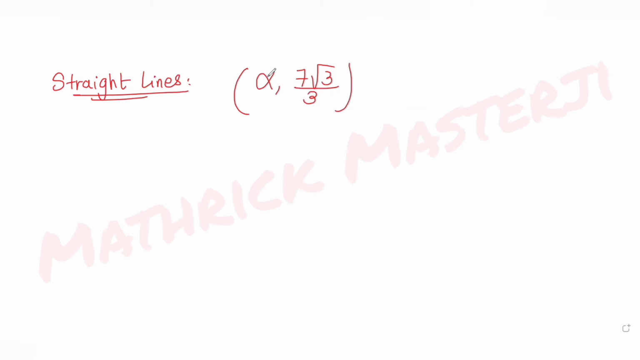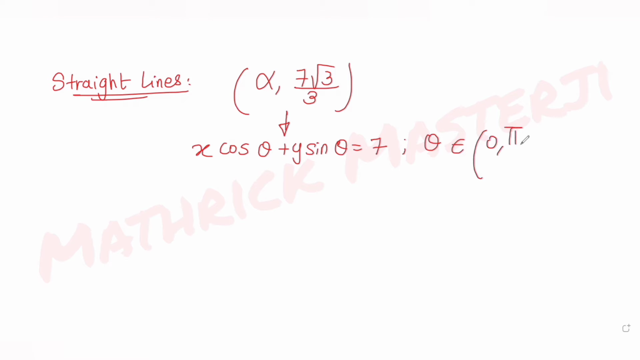Let's see today's question. Today's question we are taking up from the topic of straight lines. The question tells us that a point (alpha, 7 root 3 over 3) lies on the curve which is traced by the midpoints of the line segments of a line whose equation is given as x cos theta plus y sin theta is equal to 7, where theta belongs to the interval between 0 and pi by 2.